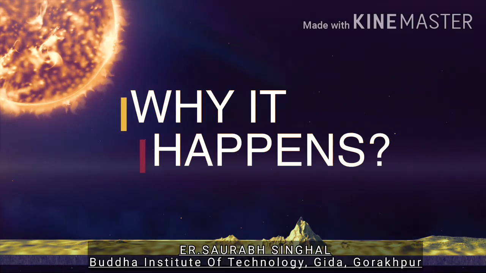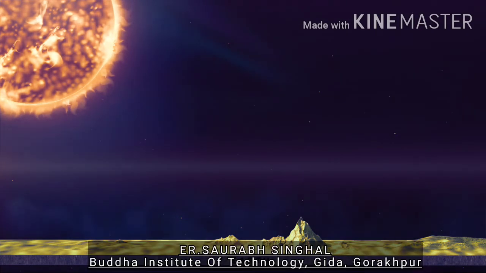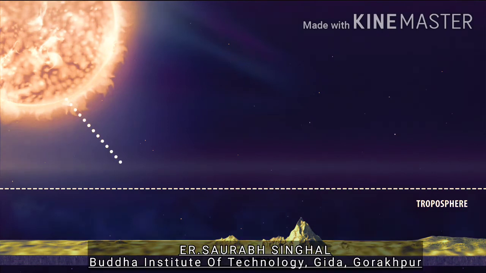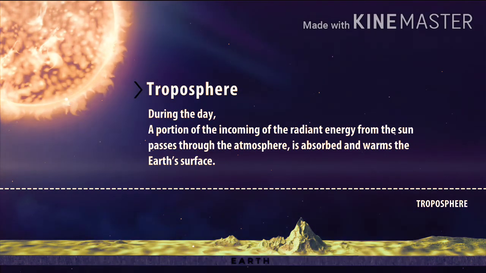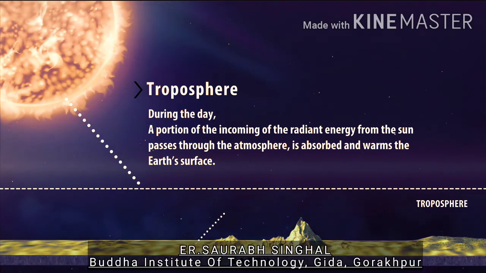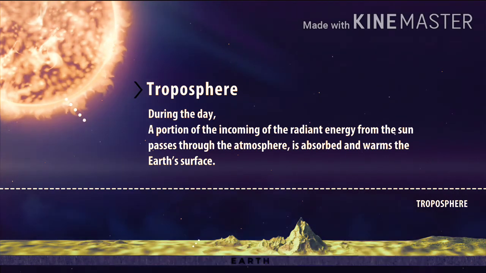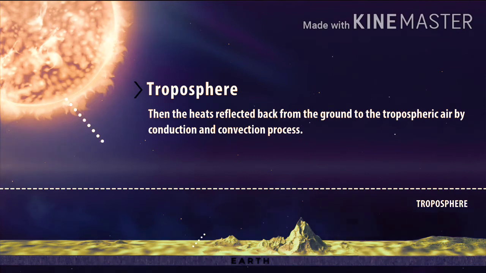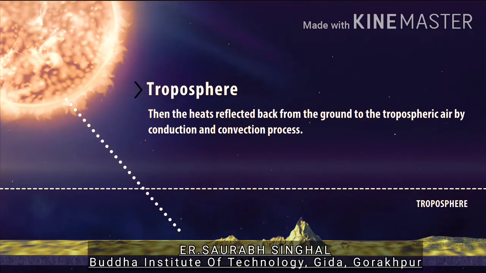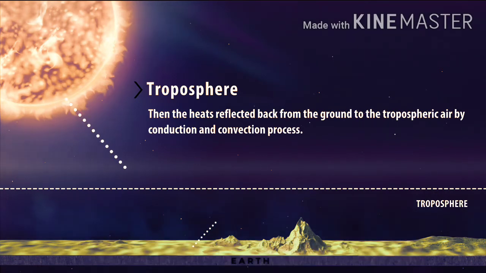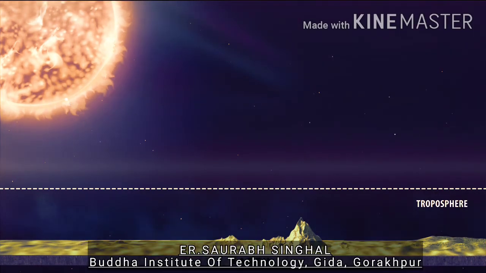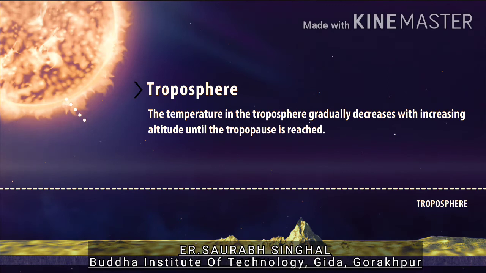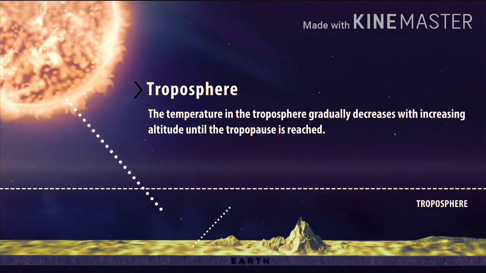Why it happens. During the day, a portion of the incoming radiant energy from the sun passes through the atmosphere, is absorbed and warms the Earth's surface. Then the heat is reflected back from the ground to the tropospheric air by conduction and convection processes. The temperature in the troposphere gradually decreases with increasing altitude until the tropopause is reached.